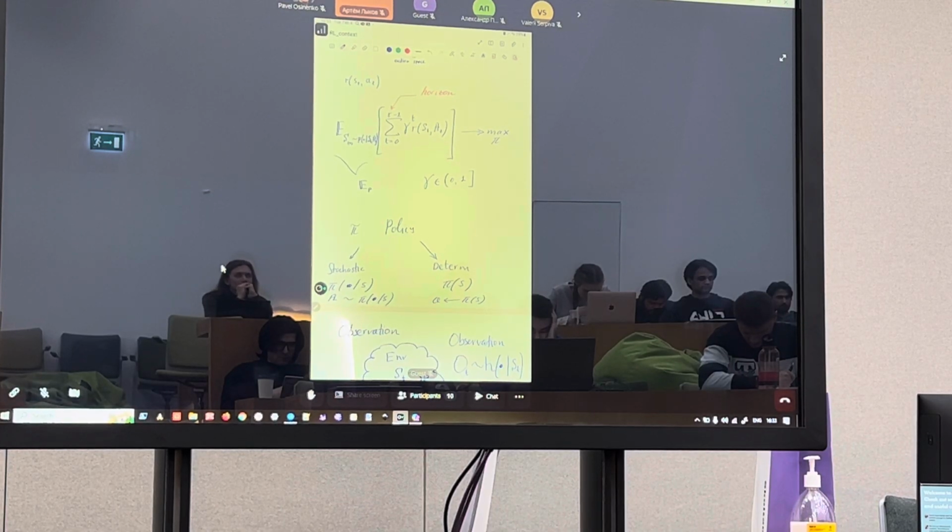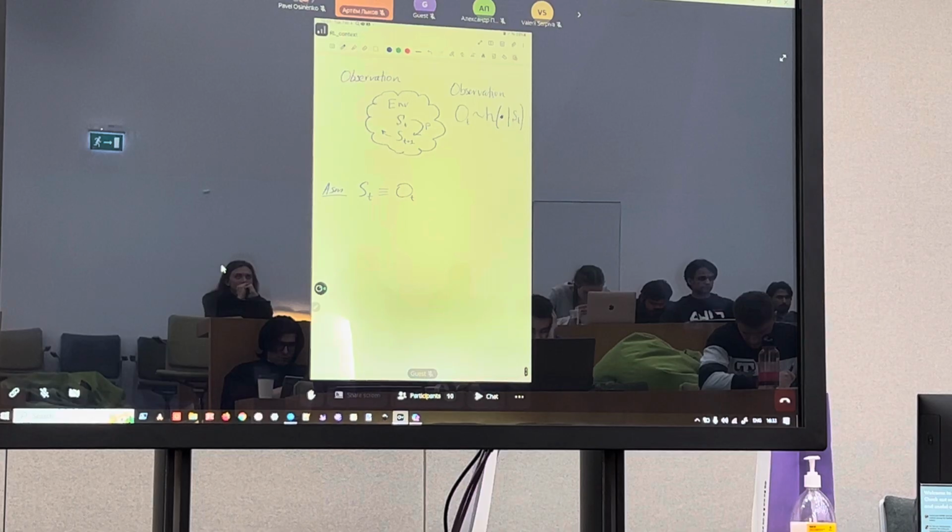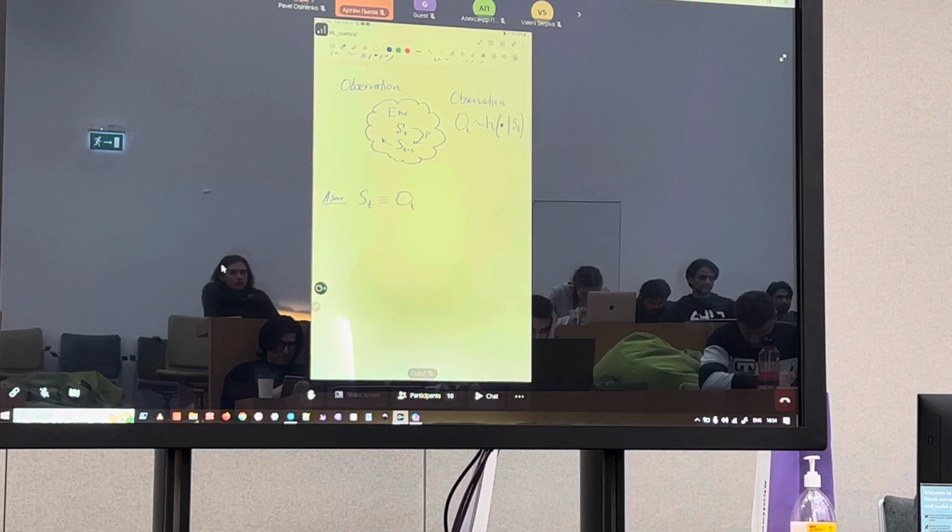Now, I want to get to the tabular setting. We'll start with the tabular. Before that, are there any remaining questions on the context?